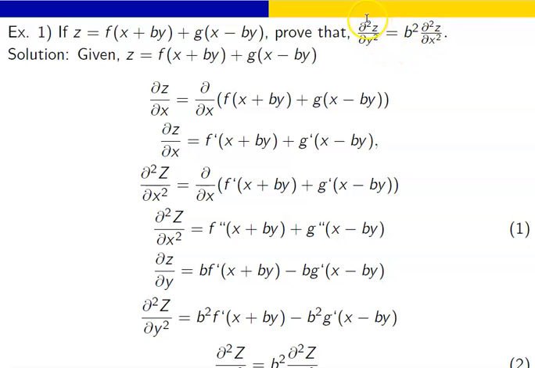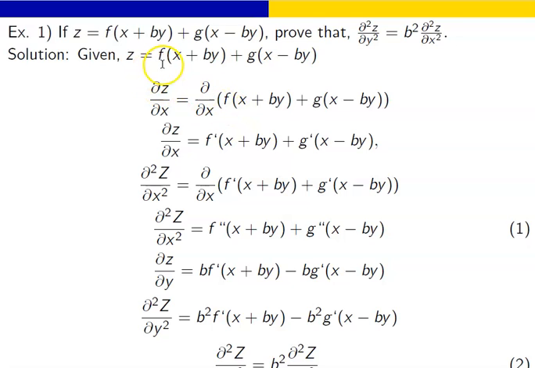First you have to find dou 2z by dou y square. How can we find it? First find the value of dou z by dou y, and again differentiate it with respect to y, and you will get dou 2z by dou y square. Similarly, how can we find dou 2z by dou x square? Find the value of dou z by dou x first, then again differentiate it with respect to x, and we will get dou 2z by dou x square. So we will try to solve.